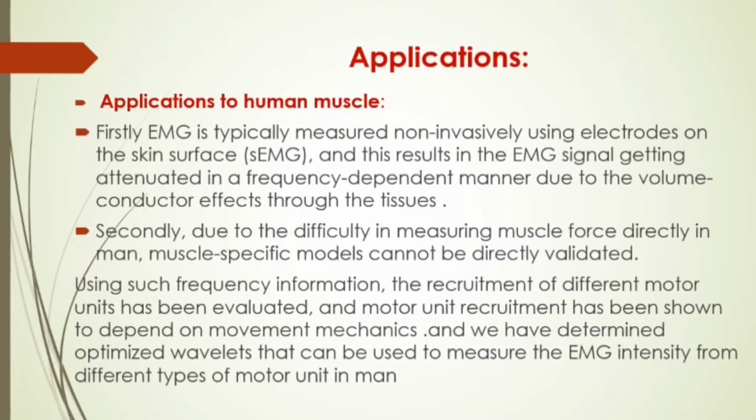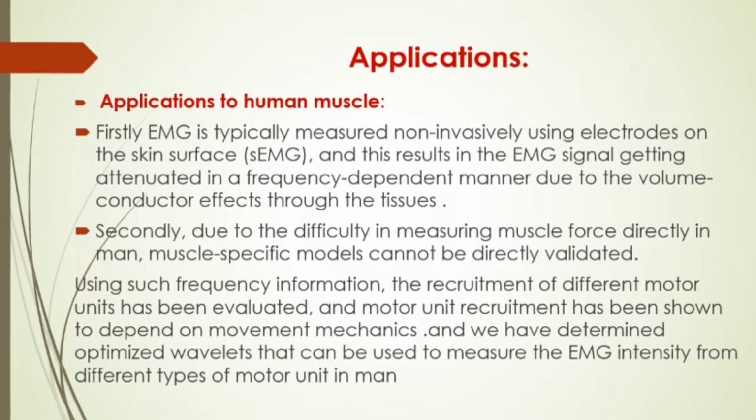As for applications, applications to human muscle were found. EMG is typically measured non-invasively using electrodes on the skin surface, and this results in the EMG signal getting attenuated in a frequency-dependent manner due to the volume conductor effect through the tissues. There is some difficulty in measuring muscle force directly in man. Due to this difficulty, muscle-specific models cannot be directly validated.